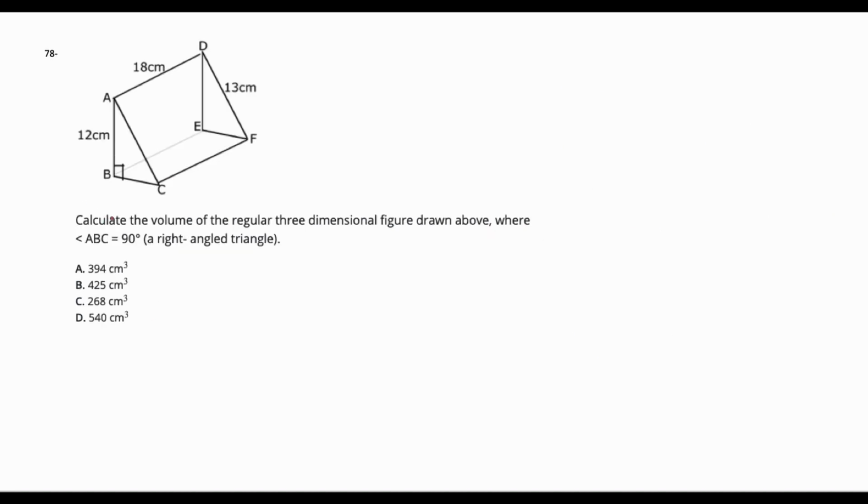Question 78 says, calculate the volume of the regular 3-dimensional figure drawn above, where angle ABC is equal to 90 degrees. So we have that this angle here is a 90-degree angle, and we want to calculate the volume. So the easiest way to do this is to calculate the area of this triangle right here. And if we calculate the area of this triangle, we multiply it by the length of the figure right here, which is 18 centimeters. So to calculate the area of a triangle, we have half of the base times the height. So we have the height here to be 12 centimeters, but we do not know the base here.